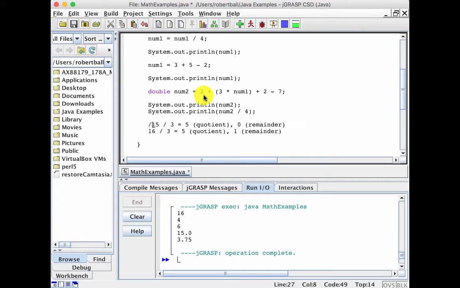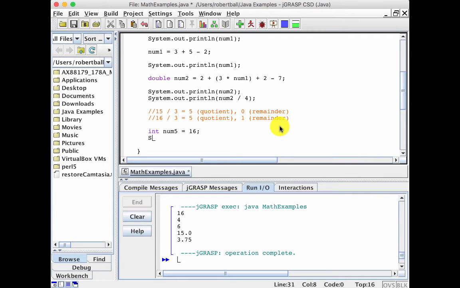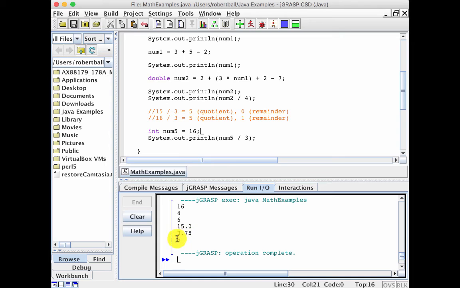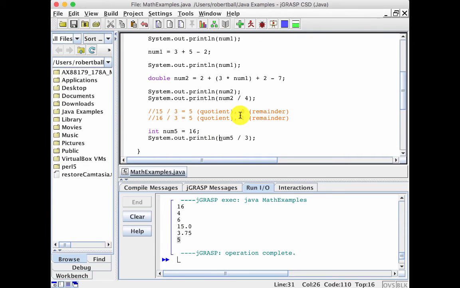So let's see if we can reproduce this. I'm going to have int, I'm going to call it num5, equals 16. And System.out.println, and then num5 divided by 3. If all goes well, I should get the quotient of 5. All right. Compile that, run that, and there's my 5. Excellent.